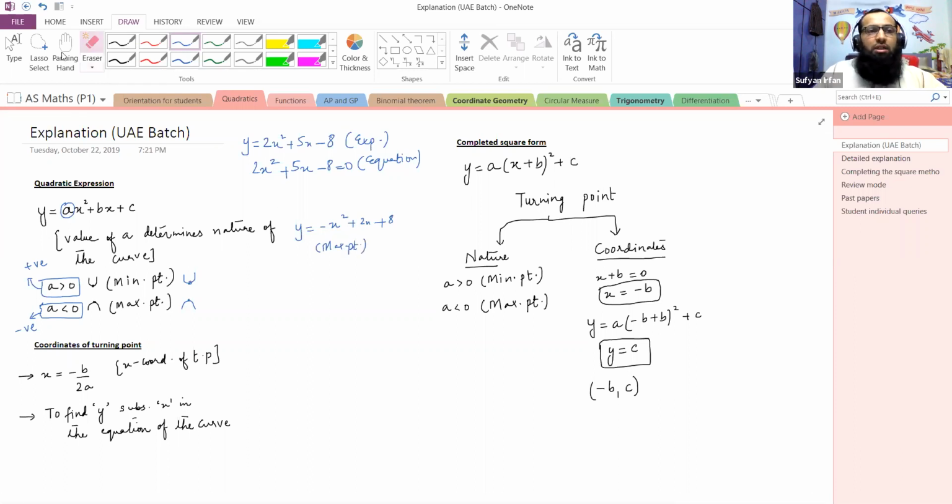So here we know that whenever we have to find the coordinates of a particular turning point, the stationary point, and we have to determine the nature, then how can we determine the nature? By just looking at the coefficient of x squared. If it's positive, it's a minimum point. If it's negative, it's a maximum point. Now let's focus more on how to find the coordinates of turning points.